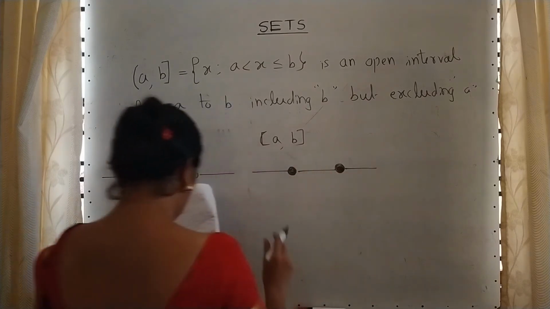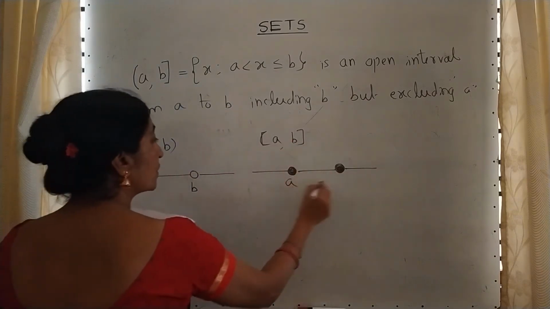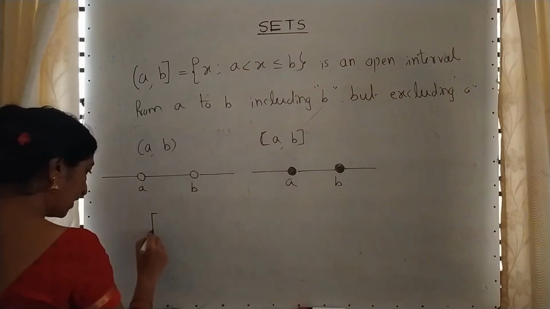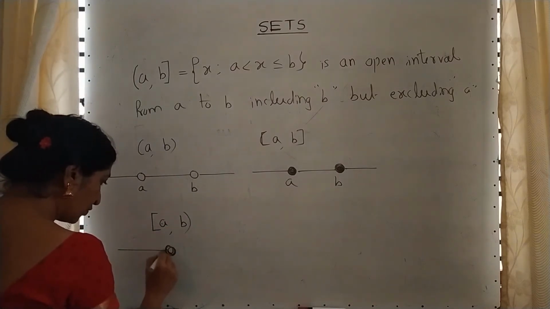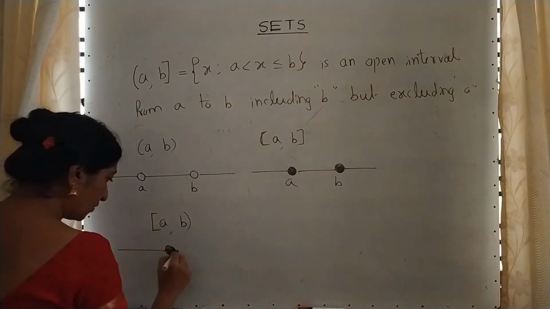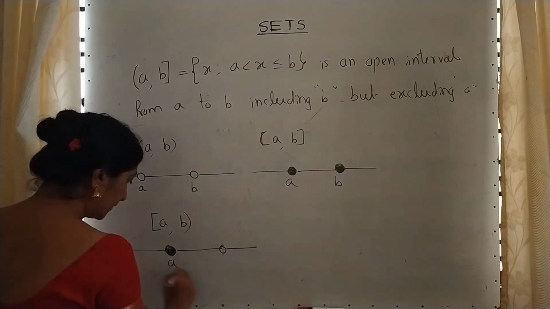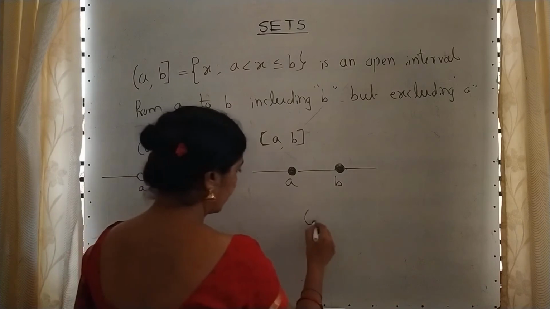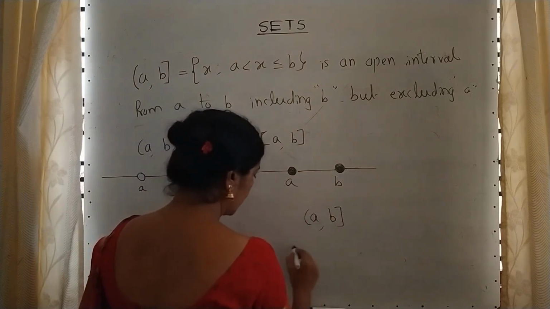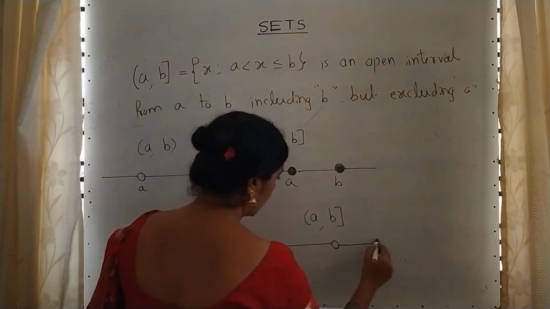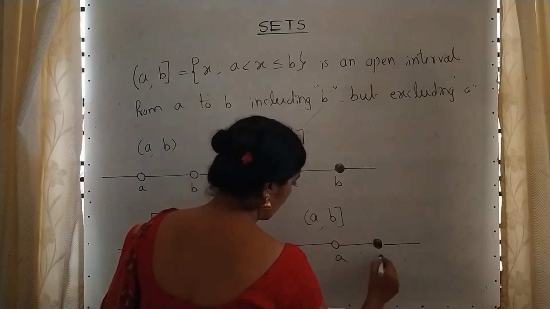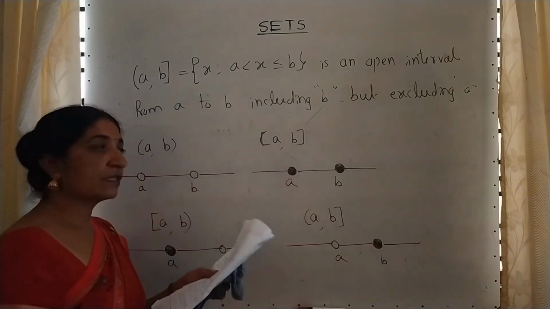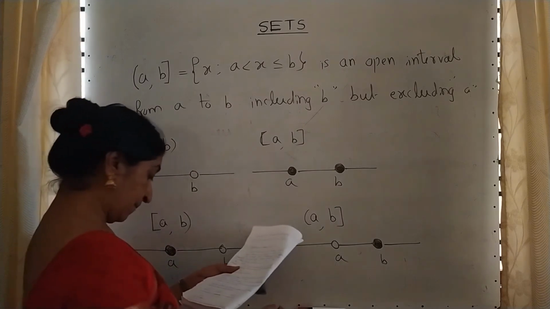This is called what? Closed interval. Suppose you have it like this, this is closed, so complete the circle. This is open, this is A, this is B. Understood? Like this we are marking on the number line.